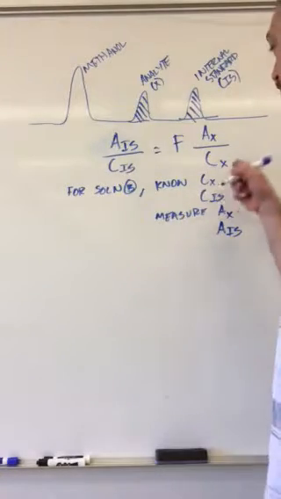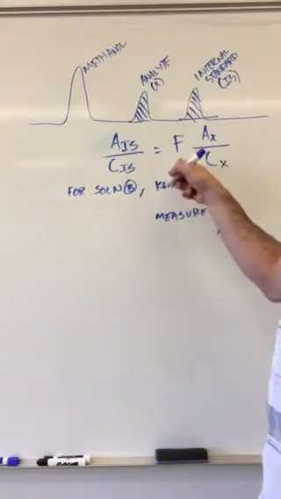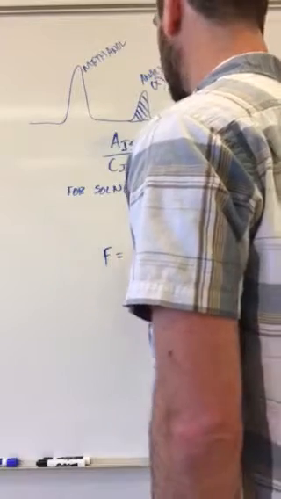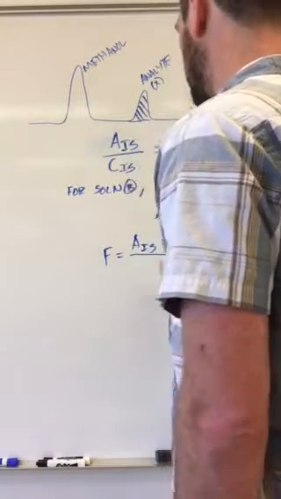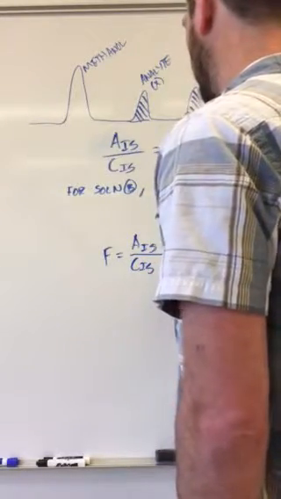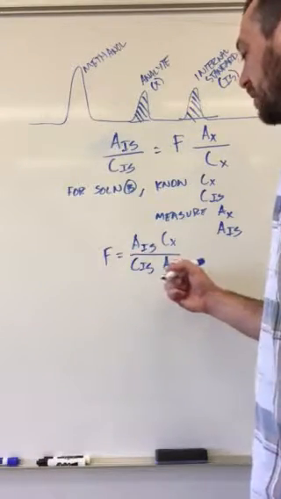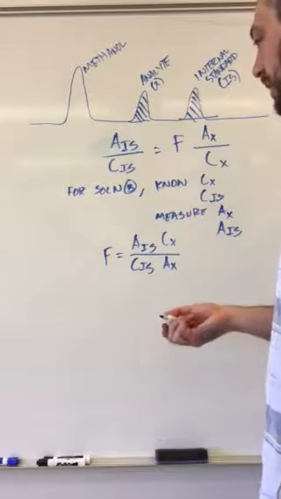So if we put all these values into this equation, you can see that what we're going to do is end up solving for F, right? Where F is equal to the area of the internal standard times the concentration of the analyte over the concentration of the internal standard over the area of the analyte. Okay. So this is going to give you a factor that you're going to use in the subsequent calculations.